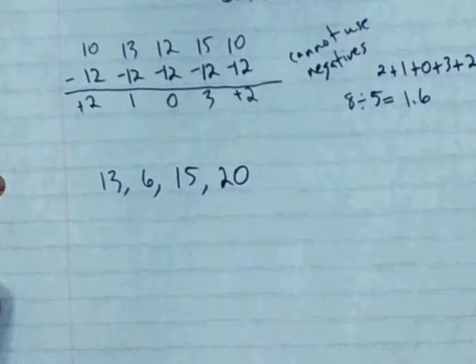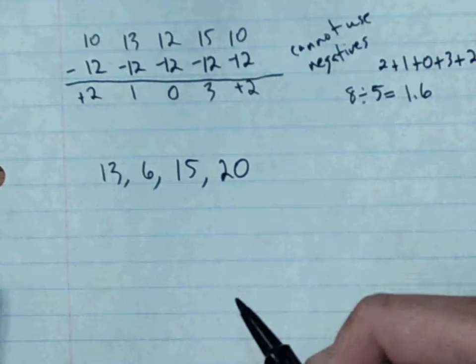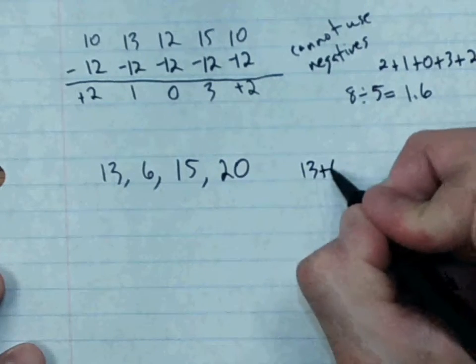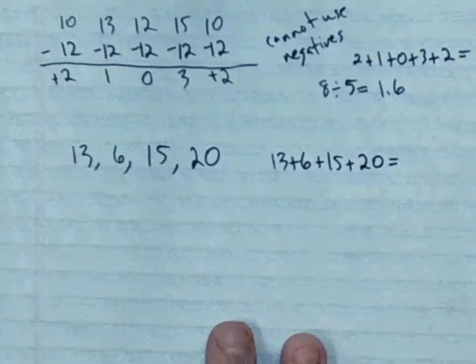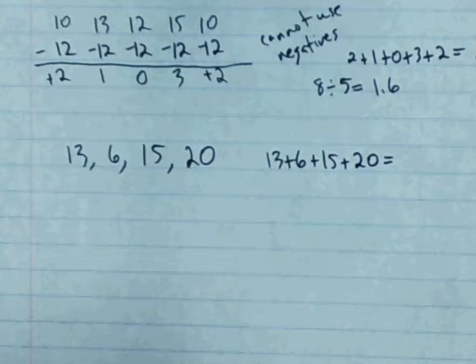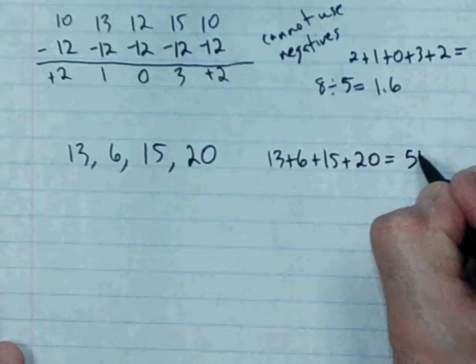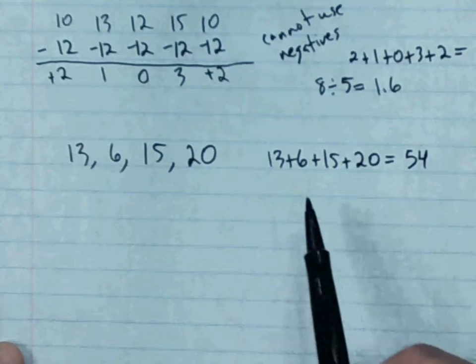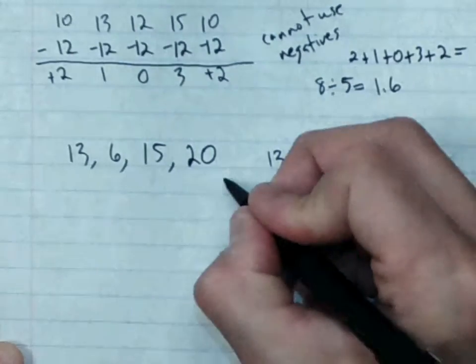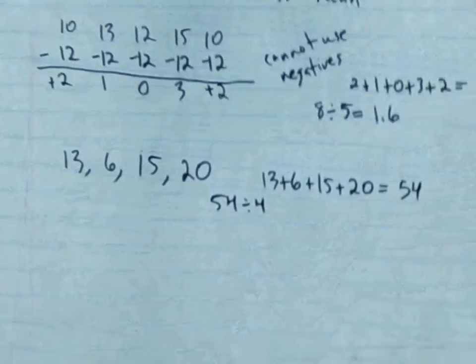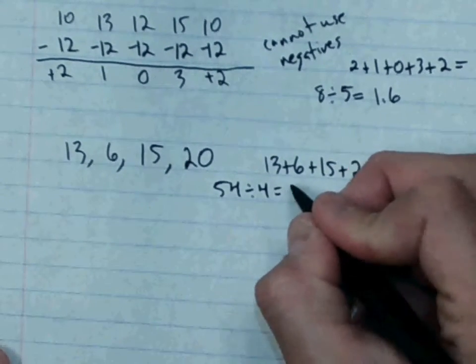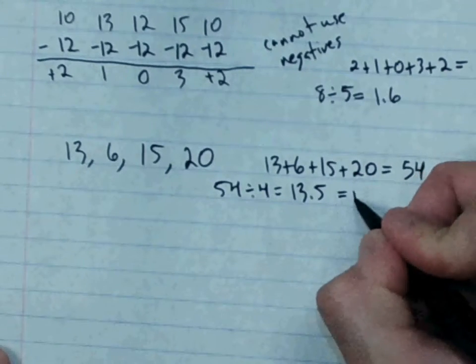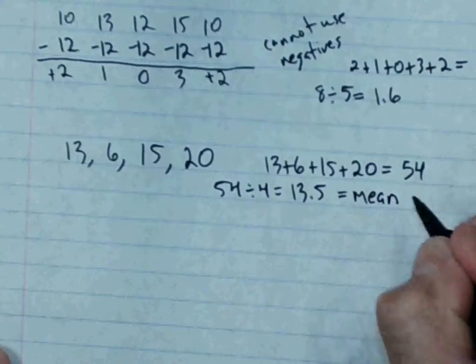Okay, so we first want to get the mean of these numbers. Go ahead and add them up. So 13 plus 6 plus 15 plus 20. That came out to 54. So now we want to divide by the number of values we added. We added 4, so I'm going to divide by 4. It came out to 13.5. That's the mean of these numbers. That's the average of this set of numbers.